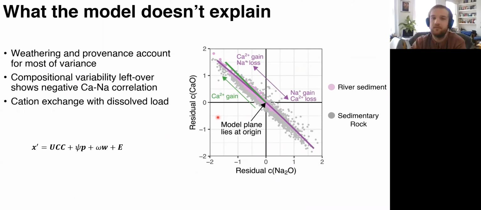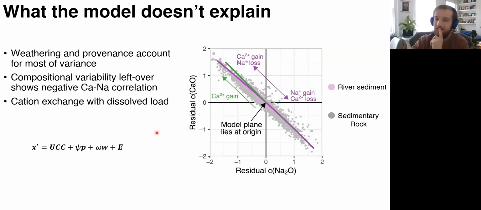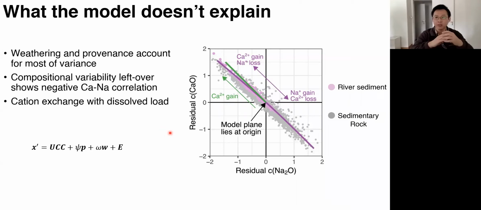Yeah. In your model, you already have a component of weathering, which is W, the bold type W. I mean, whether a river sediment calcium gain and sodium loss is also a weathering process, right? If it is captured in weathering, why is it not in the W component, but in the E component? Yes, so it's a good question.